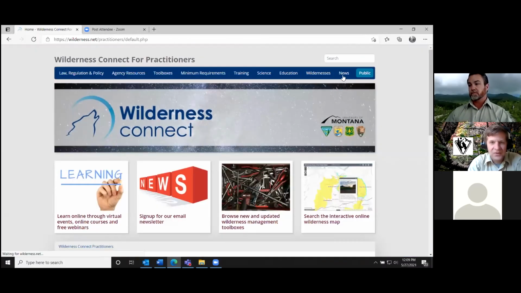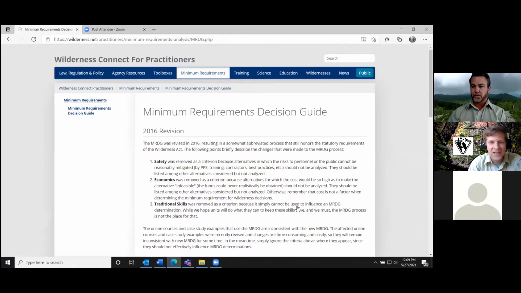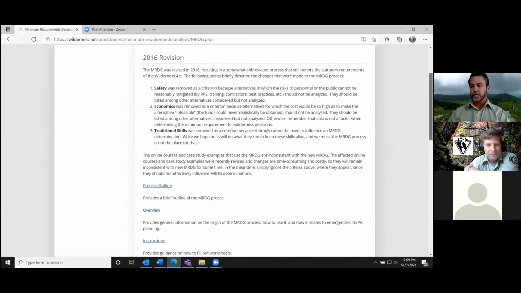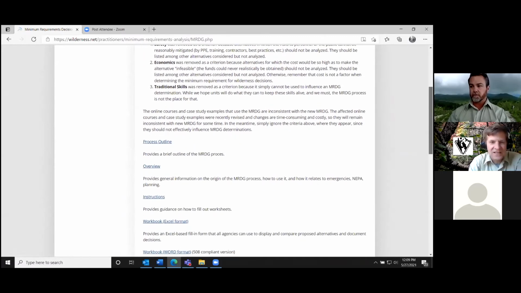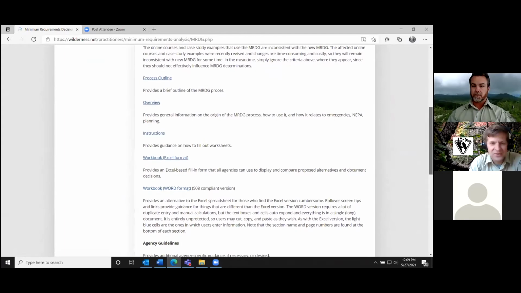And then if you look right in the middle, you'll see minimum requirements. Click on that. And then you can click on either up or in the left, you'll see minimum requirement decision guide, or you can see it in the body of the narrative, either one. But if you click on either one of those, the last revision was 2016. And Dan, if you could just scroll down slowly. The process outline is a very helpful document. Actually, all of these are extremely helpful.